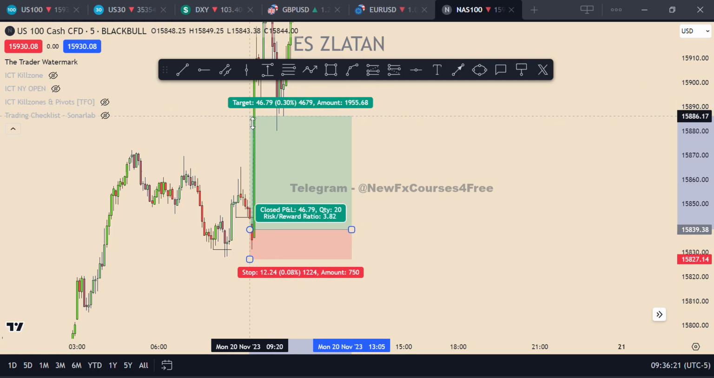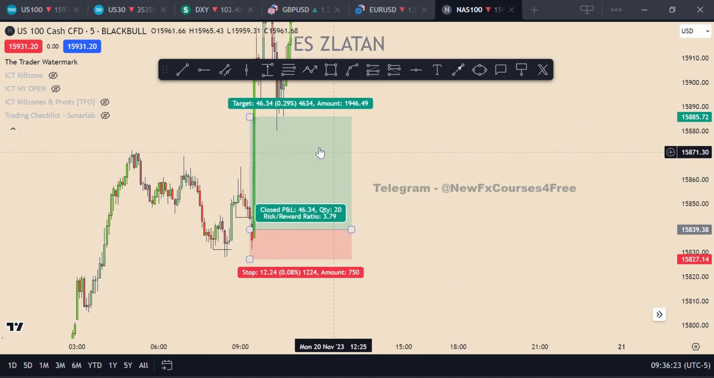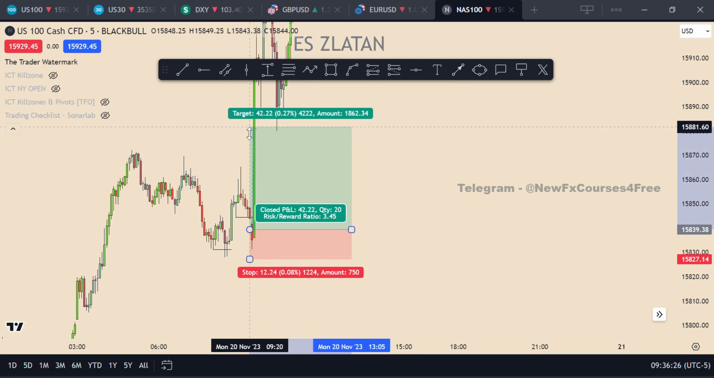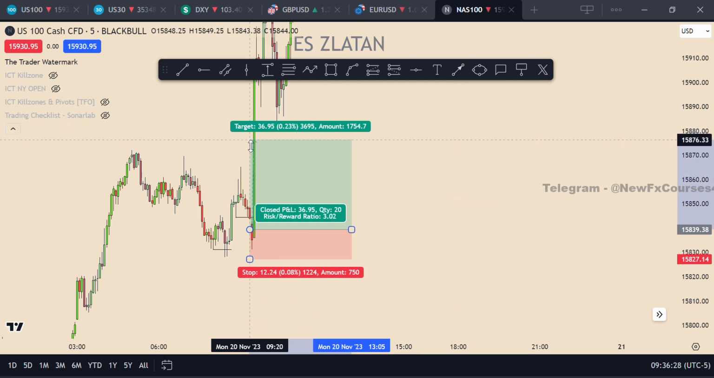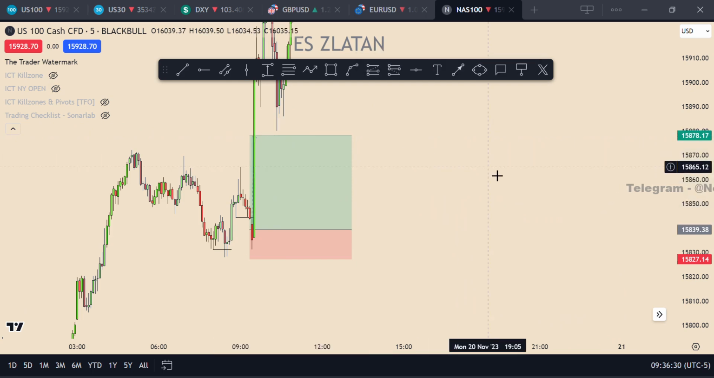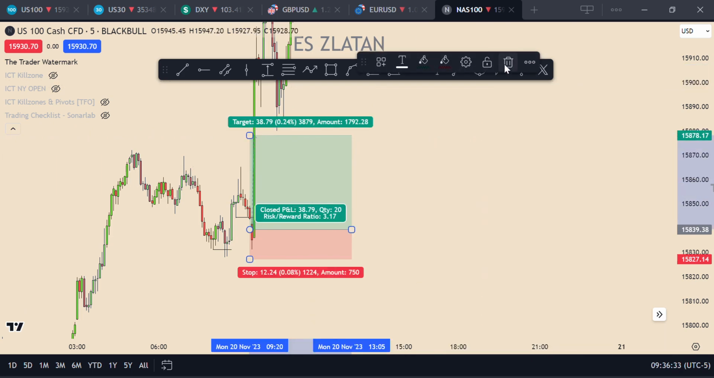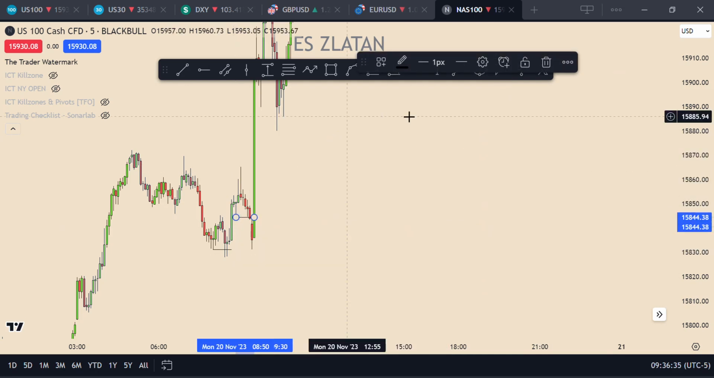The silver bullet time also is allowed, and those are the kind of time that can help your trades to be high probability. You understand? So that's that for the first model.